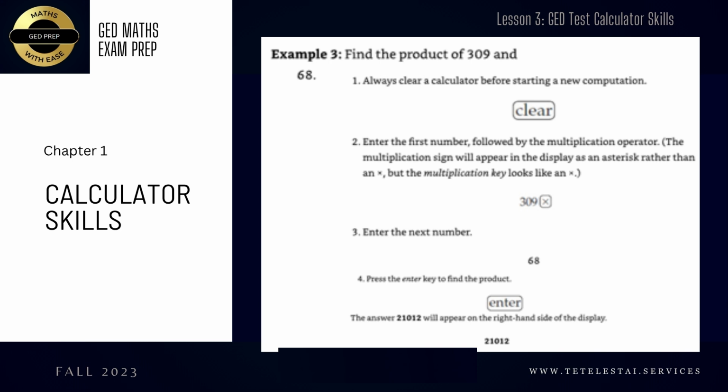So you enter 309. The operation here is multiplication. So 309 times 68, press enter, and you've got your answer, okay?